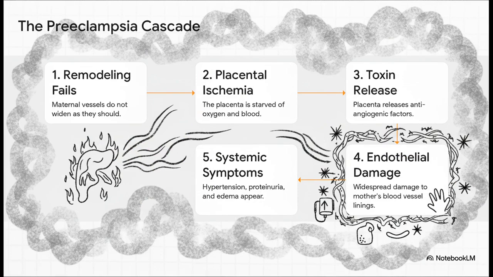And this ischemia sets off a very dangerous chain reaction. The placenta is starved for oxygen, so it starts releasing these harmful factors into the mother's blood. And what do these factors do? They attack the mother's endothelium, the lining of her blood vessels, all over her body. This widespread damage is what causes the classic signs you must look for: high blood pressure, protein in the urine, and swelling. It's like a small fire in the placenta that causes smoke to fill the entire house.